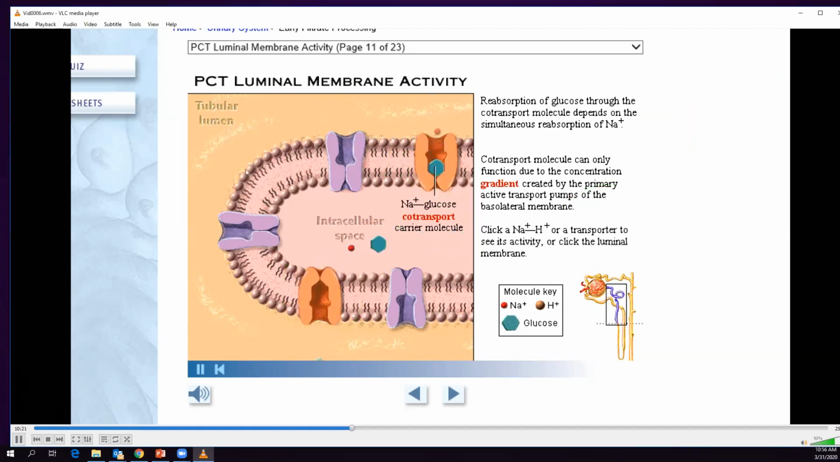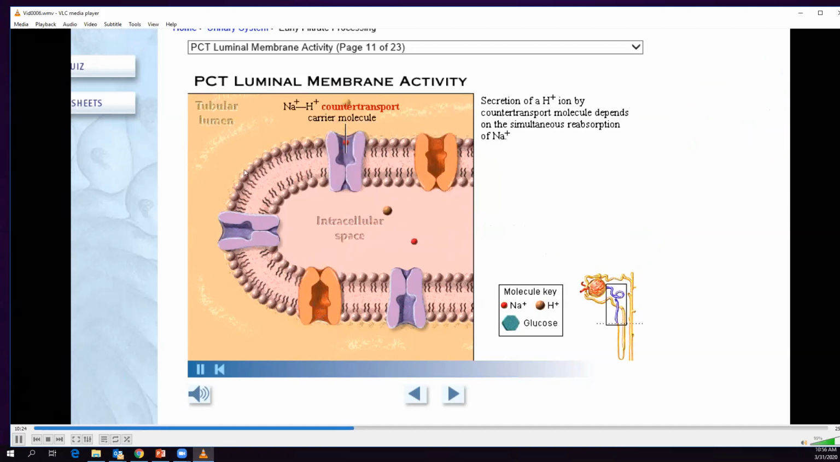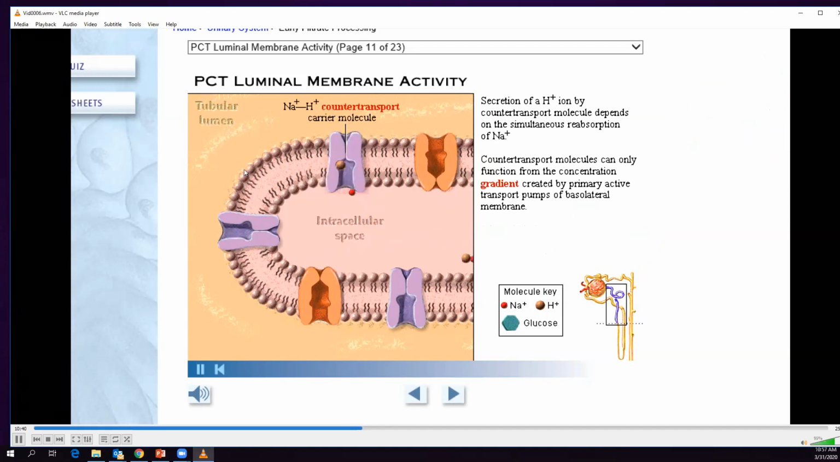Now click a sodium hydrogen transport. The countertransport or antiport carrier molecule carries a sodium ion into the cell and in exchange secretes a hydrogen ion into the filtrate. Here in the PCT, this activity is dependent on the movement of a sodium ion down its concentration gradient from high extracellular to low intracellular concentrations. This is an example of secondary active transport driven by the primary active transport of the basolateral membrane. The hydrogen ion being secreted here is generated in the cell for acid-base balancing purposes.